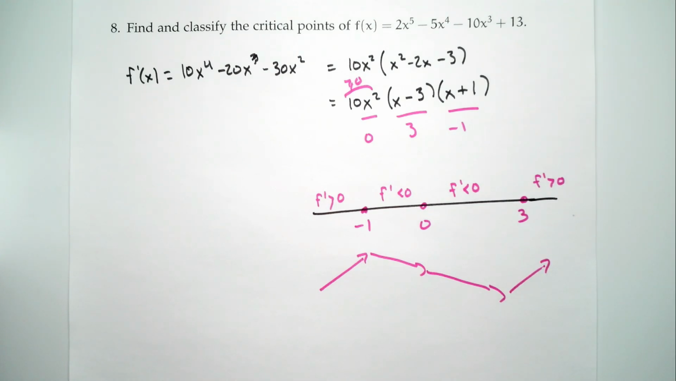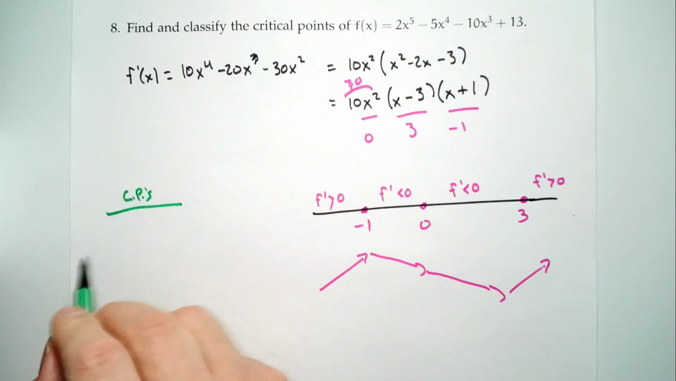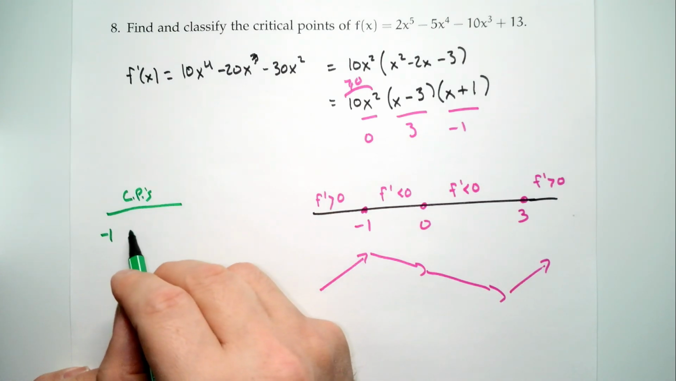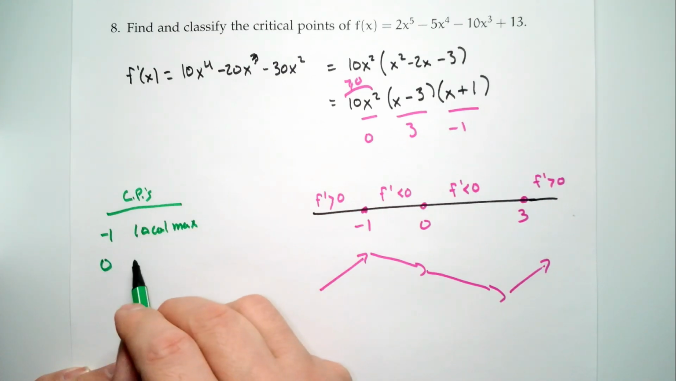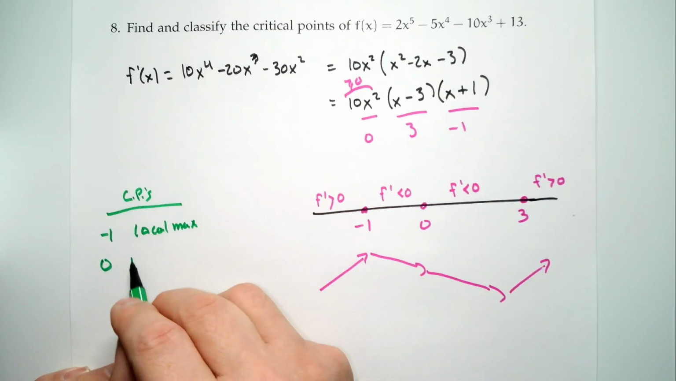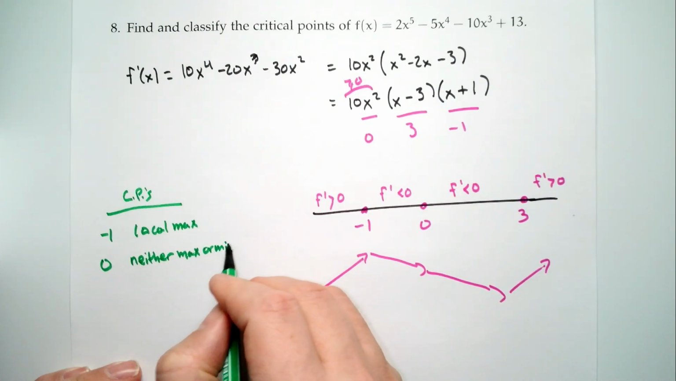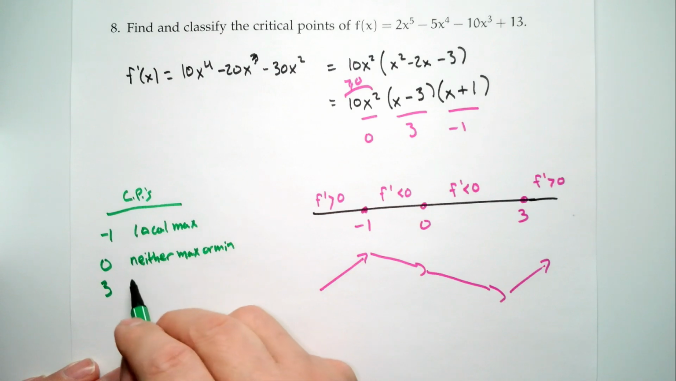Okay, so what are our critical points? So there's 3 critical points. We have -1, and because we go up and down, this is a local max. 0 is neither max or min, right? Because what happens is it goes down, which means it's not the smallest of points nearby, and it's not the largest of points nearby. And then 3, because we're down then up, that's a local min.